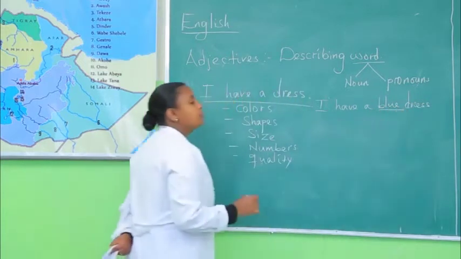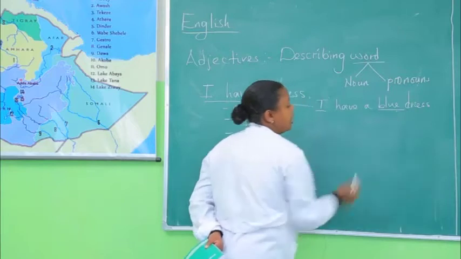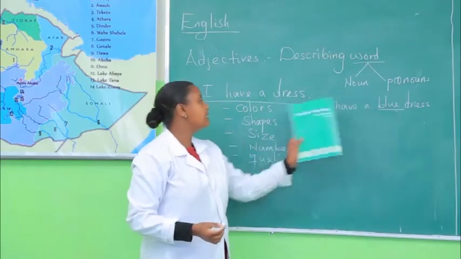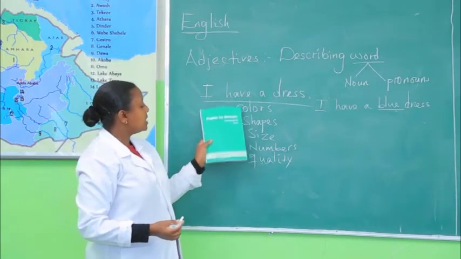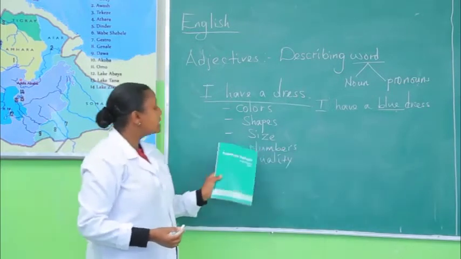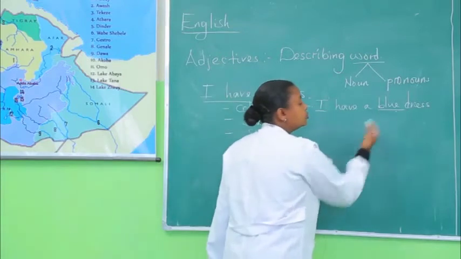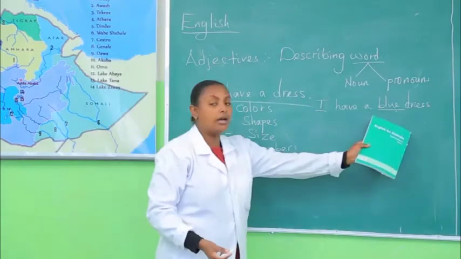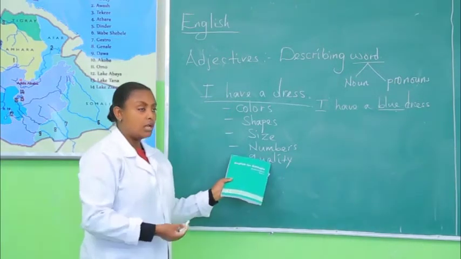So this blue is an adjective because it tells you what kind of dress I have. So the color of the dress is stated here. Here we discussed that adjectives can describe colors. It can also describe shapes, sizes, numbers, and quality. For example, if I say I have 2 dresses, then I told you how many dresses I have. So I am describing the number using adjectives.